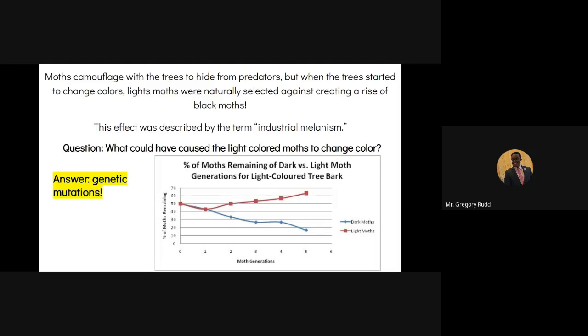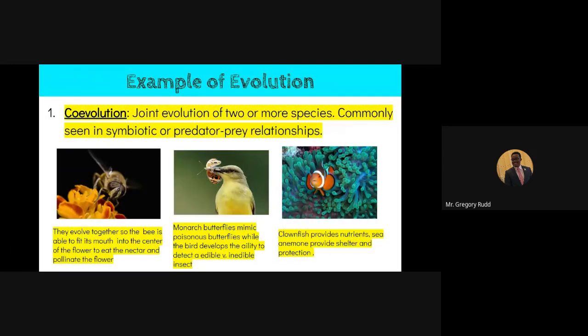The lighter colored moths blend in. They're camouflaged, and so they're able to survive, and they have more opportunities to reproduce. They end up having more children, more offspring. And so the population shifts so that a greater percentage of the population is light colored. All right.